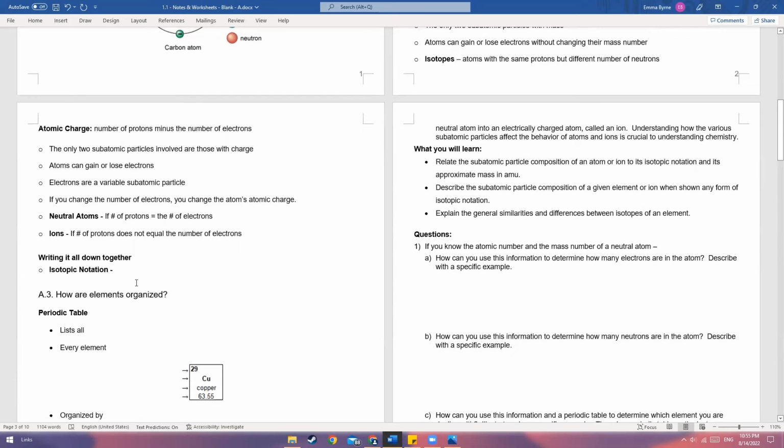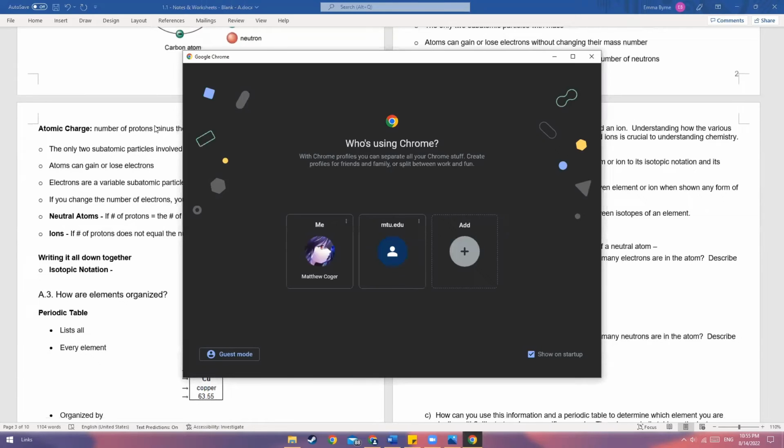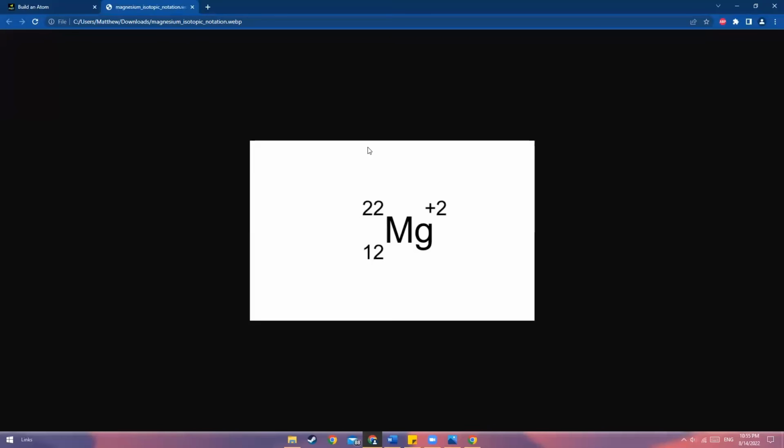So now, tying all of this together, we want to show isotopic notation, and I have an example of this here. This is magnesium, and the isotopic notation structure is to have the mass number in the top left corner and the atomic number in the lower left corner. The atomic number of magnesium is 12, the mass number is 22, and the charge will be in the top right corner.